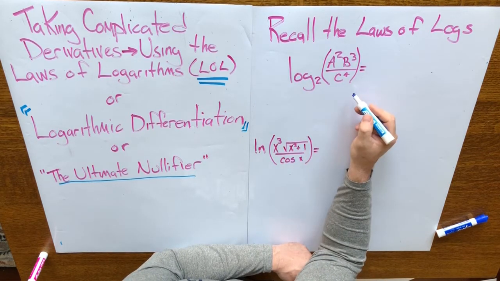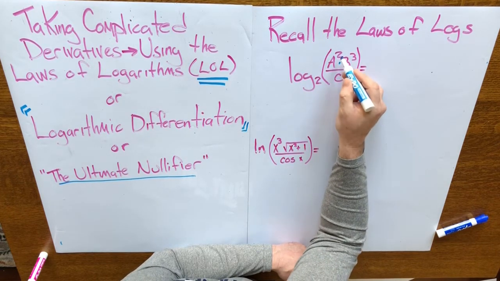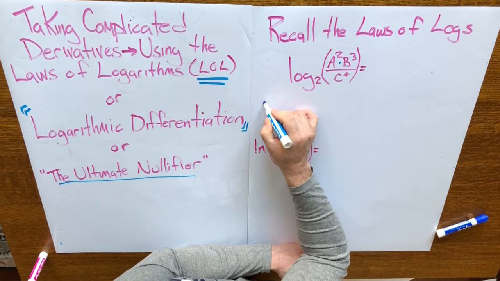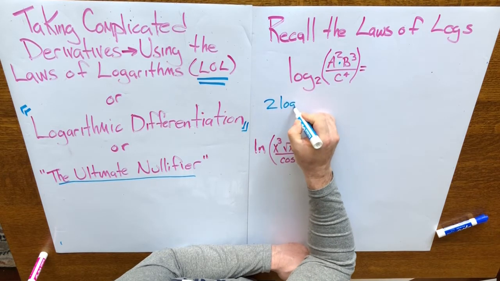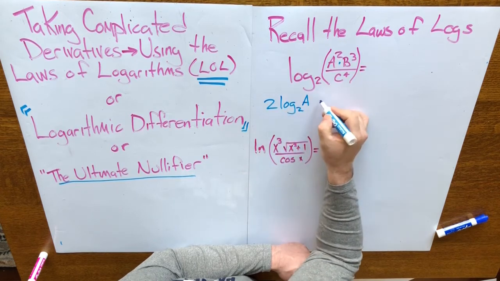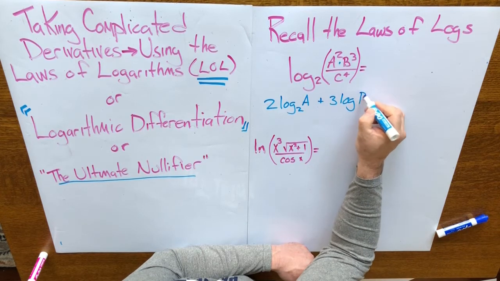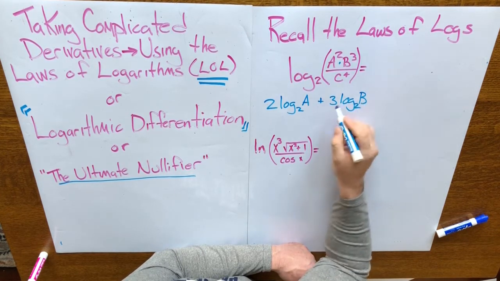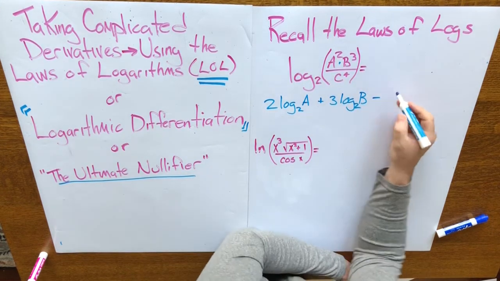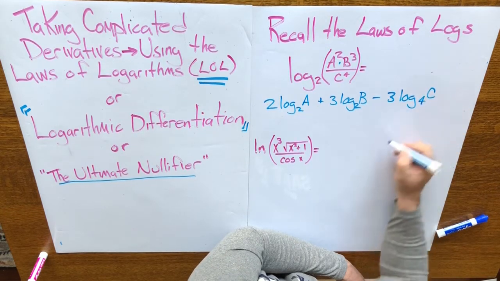So let's take a look at this one right here. And we have a product in there, we have a quotient, and we have exponents. So as we break that up into several logs, it should look like this. 2 log of a to base 2, I use the down and front rule, plus 3 log of b to base 2, down and front rule, product changes to a sum. And then the quotient, minus 3 log of c to base 4.